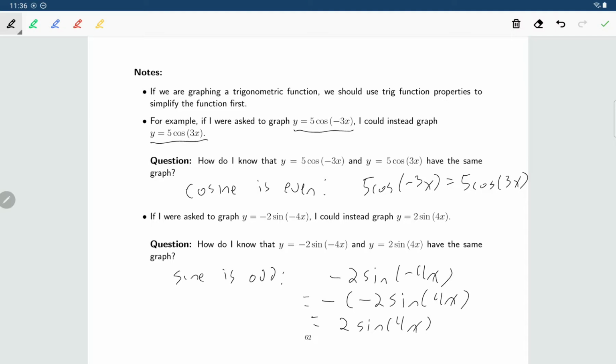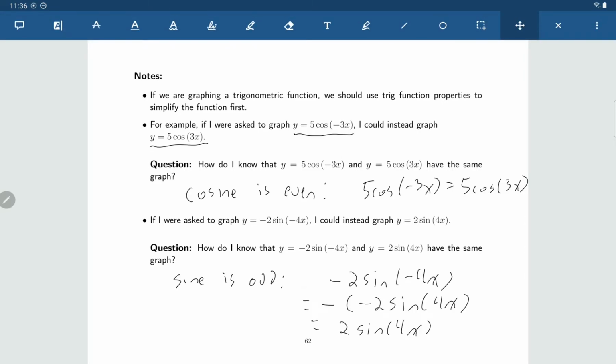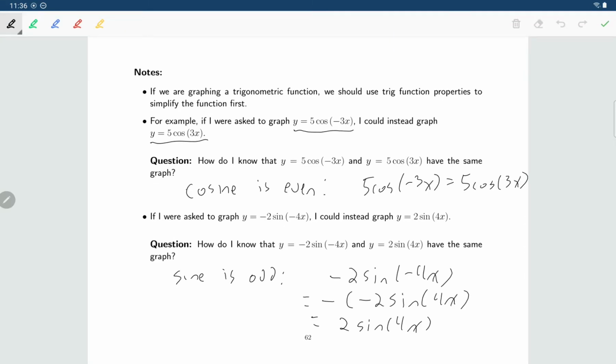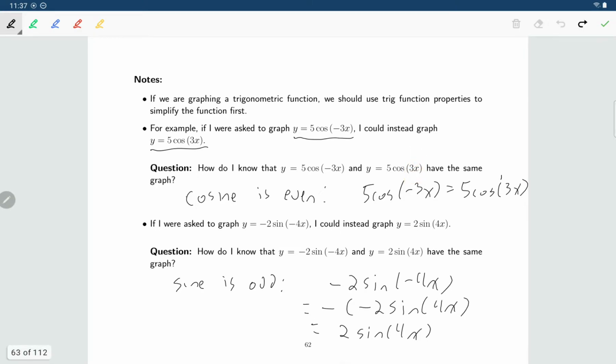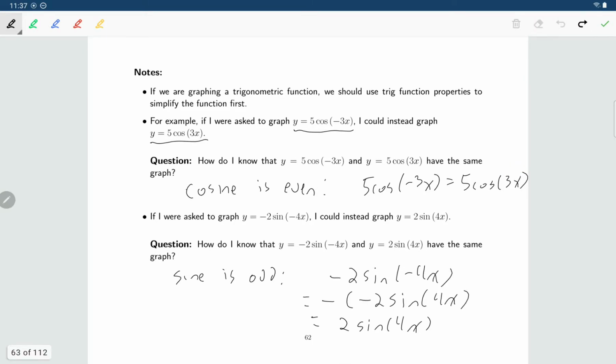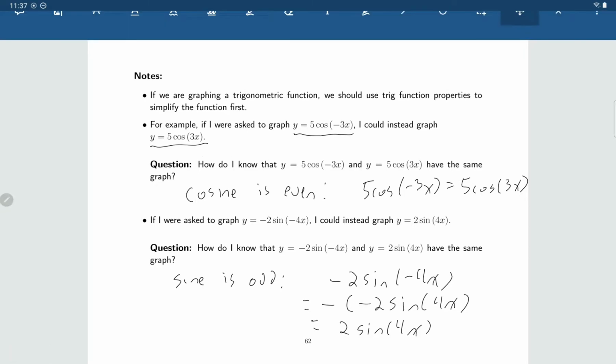That's something I'll be doing to save myself a little bit of work. If you're thinking in terms of transformations, this negative 3x would be both a horizontal compression and a reflection around the x-axis, or around the y-axis rather. But for the other one, this would just be a horizontal compression. I have one less operation to worry about, so it saves me a little bit of time if I simplify my functions first.